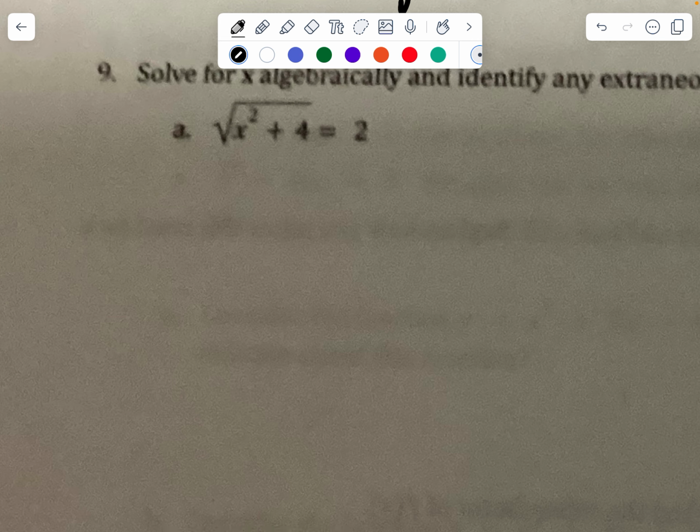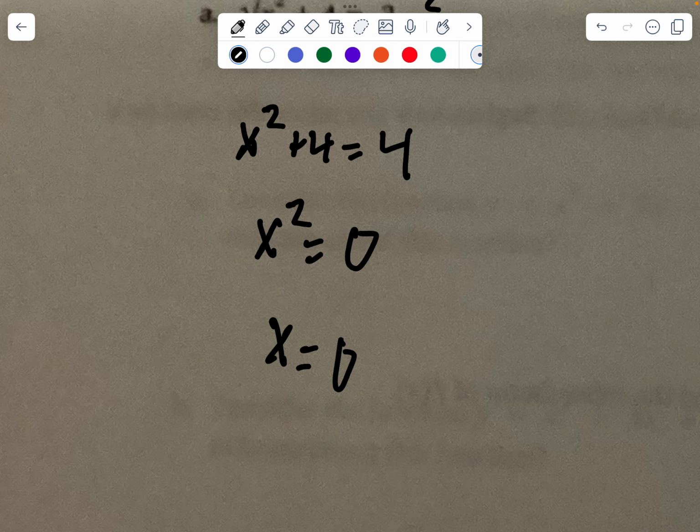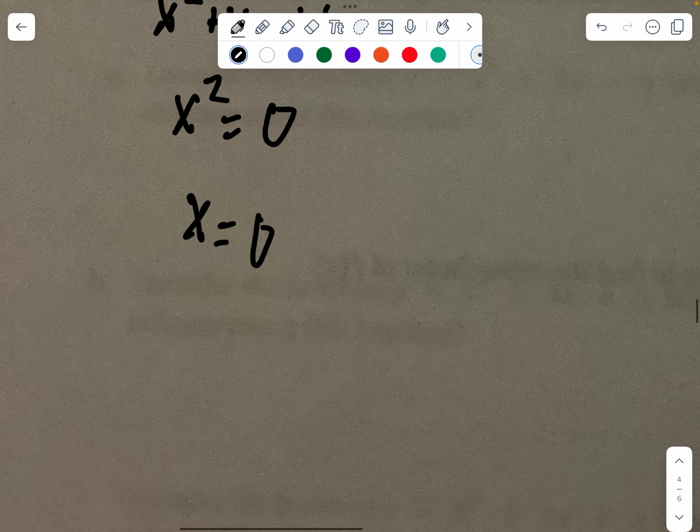Alright, next problem. Square both sides. x squared plus 4 equals 4. Subtract 4. x squared equals 0. x equals 0. Now plug it back in. 0 plus 4. Take the square root of 4, 2. So we got 2 equals 2. True. x does equal 0.